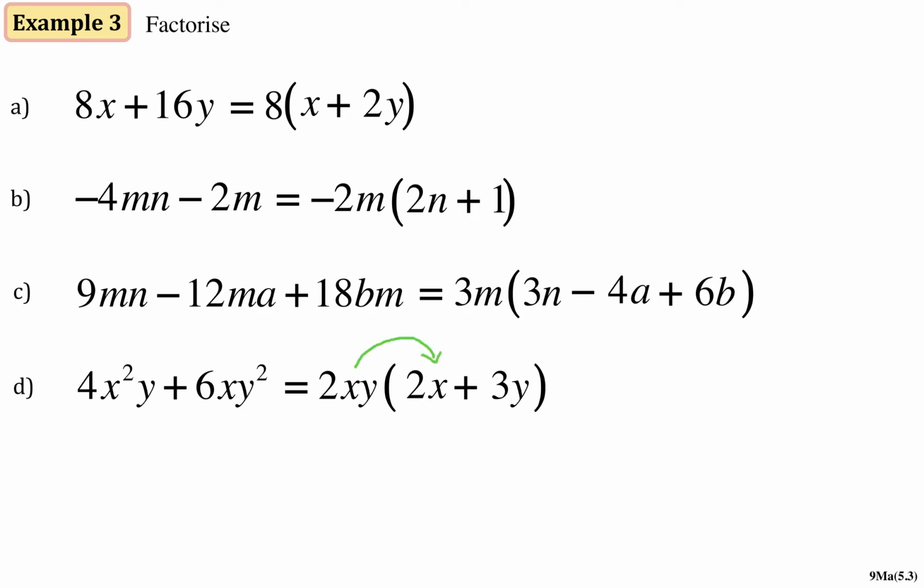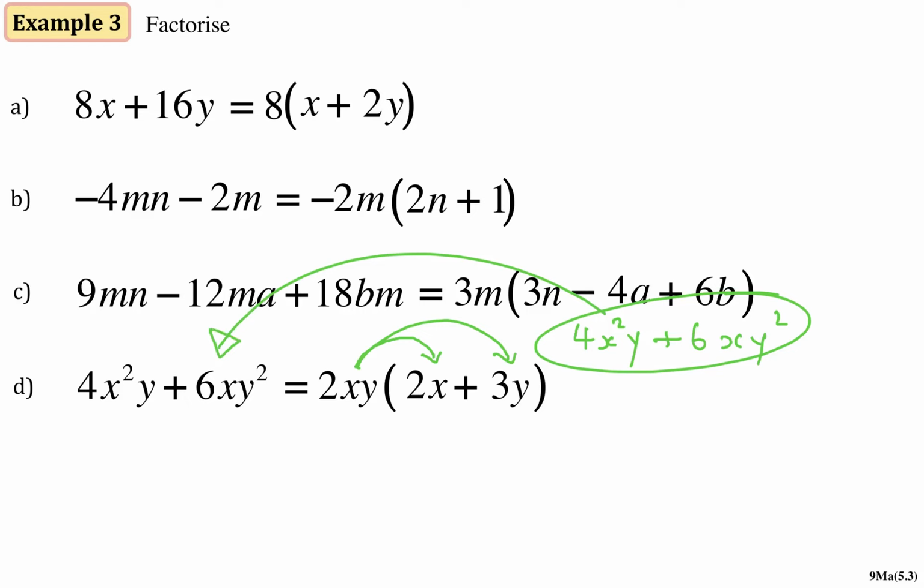2xy times 2x, 2 times 2 is 4, x times x gives x squared, and there's a y. Now 2xy times 3y, 2 3s are 6. You've got an x and you've got 2 y's. Is that the same as the original question? Yes, which means it is correct.